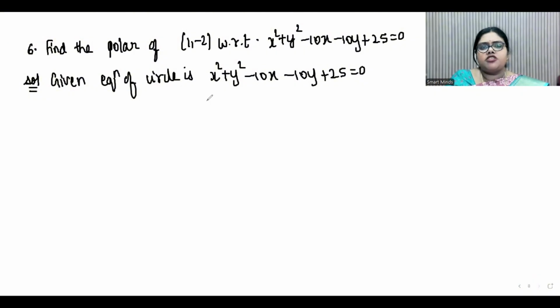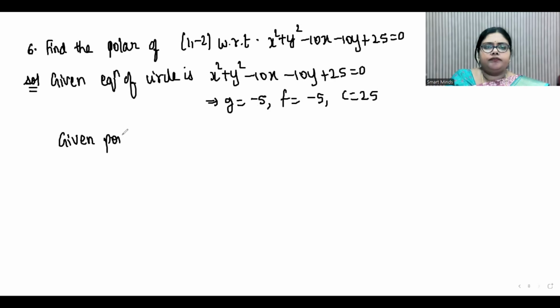So from here find g, f, c. g is half of the coefficient of x, that is -5. f is half of the coefficient of y, that is -5, and c is 25. Now, what is the given point? The given point is (1, -2), that is (x1, y1).